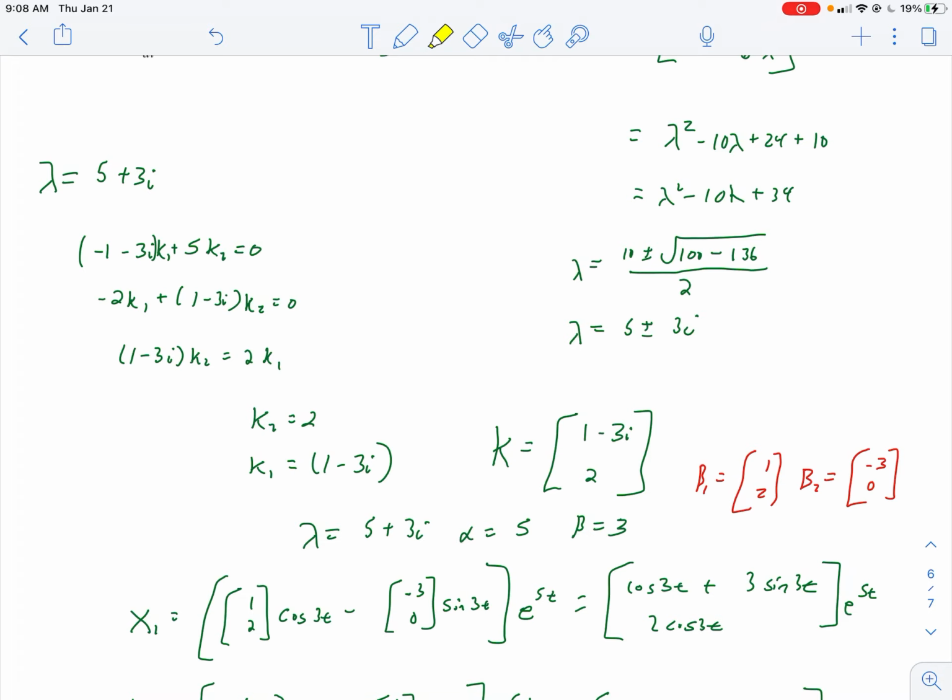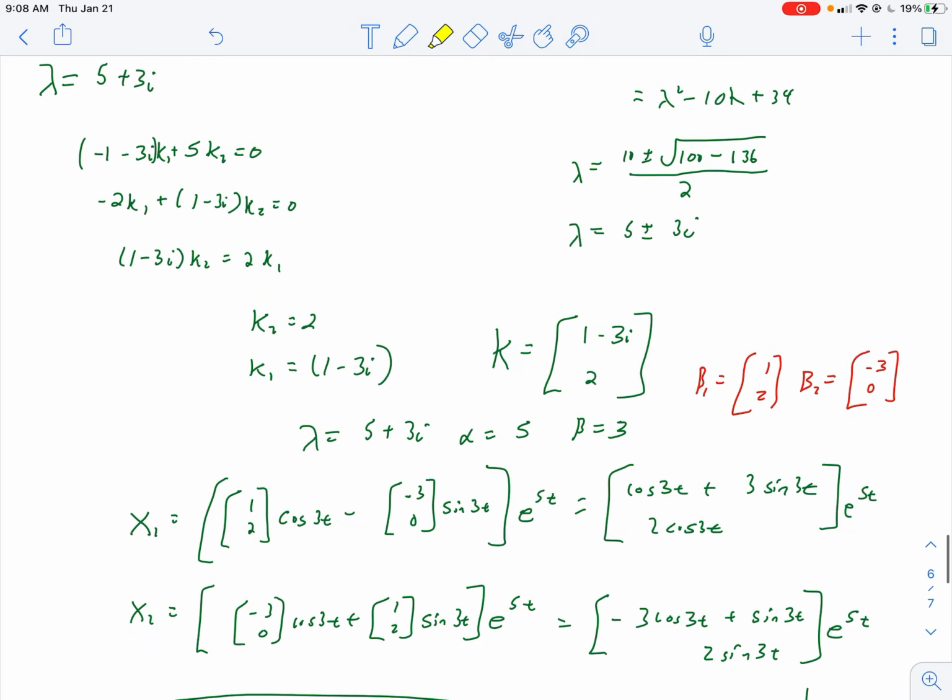So now, again, check to make sure, plug into the first one, make sure that you get the answer that you need. And then I'm going to write down all the information. I need alpha, I need beta, I need my b sub 1 and my b sub 2. I need those two column vectors. So my alpha is 5. My beta is 3. My b sub 1, my real numbers, is 1, 2. My b sub 2, my imaginary, is 3, 0. So I have everything that I need.